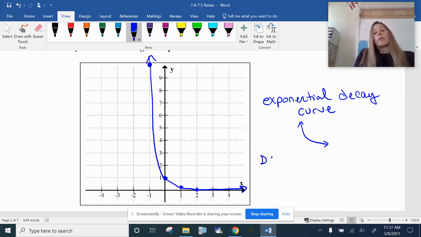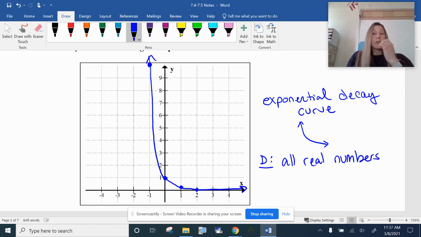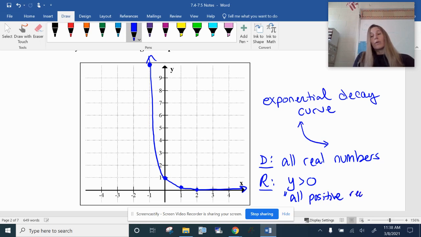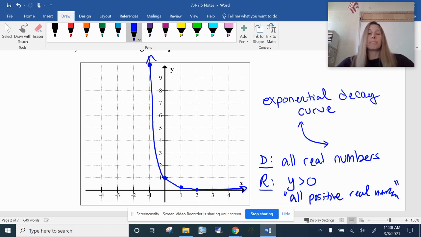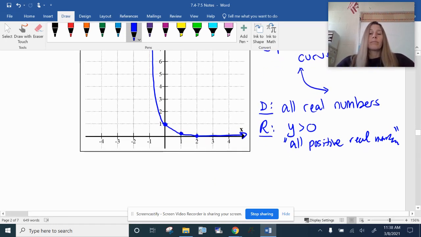And here we know that the domain, just like before, is all real numbers because there were no restrictions on what numbers we could substitute in for x. And you can see that the graph goes on, it spans positives and negatives. But the range, however, that's your y values, were all positive. So again, y is greater than 0, or you could say all positive real numbers. It's sloppy there, but okay.